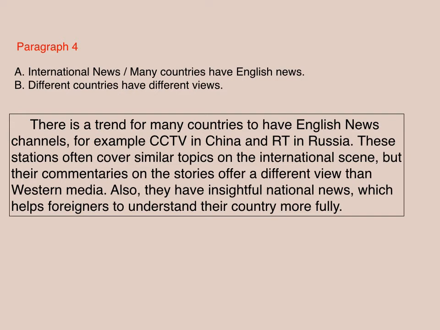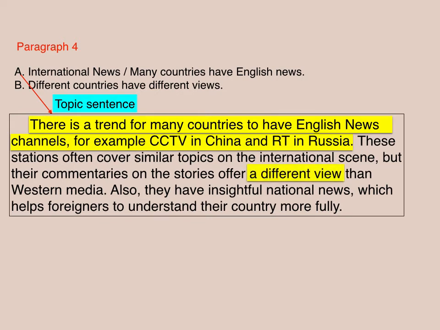Now let's look at what we've done with this paragraph. So A, international news, and many countries have English news. This is our topic. And again, we use this for our first sentence. So we include this in the topic sentence. In this paragraph, we just have one supporting detail, which is different countries have different views, and this we included in the last two sentences.